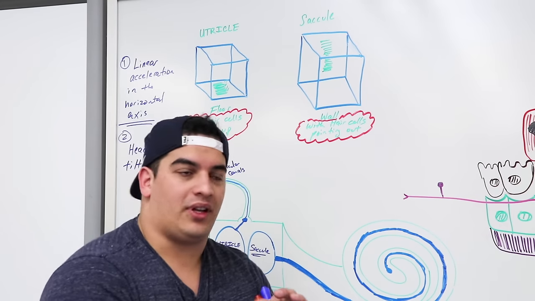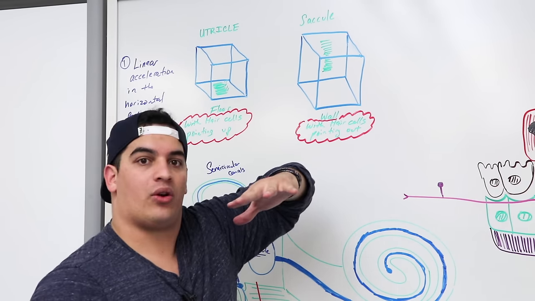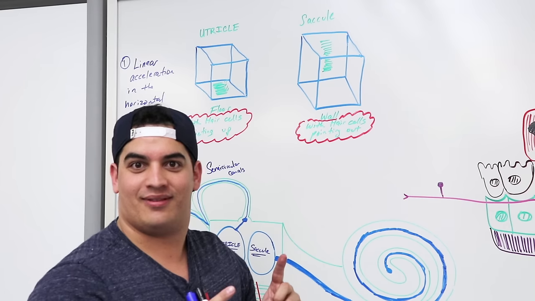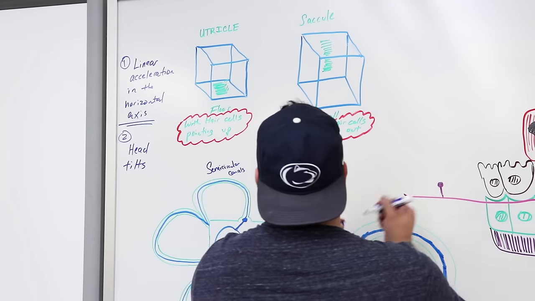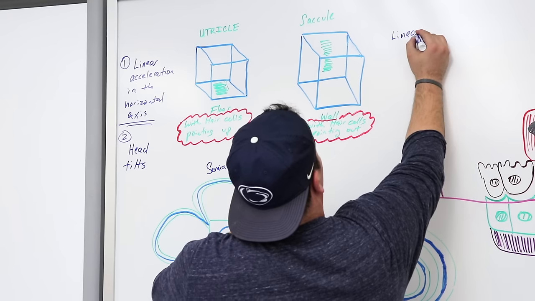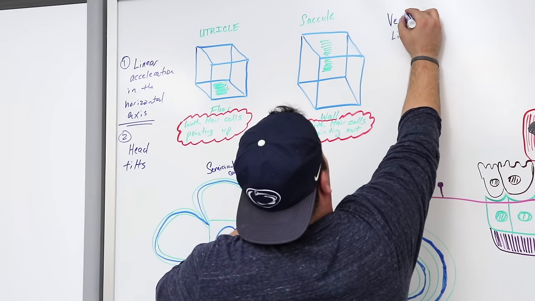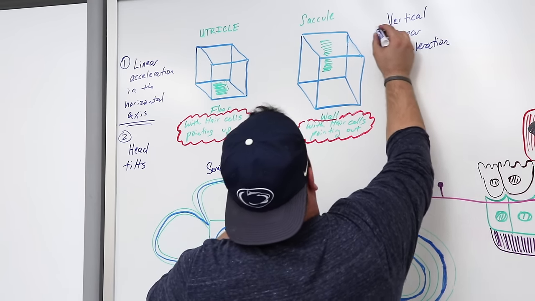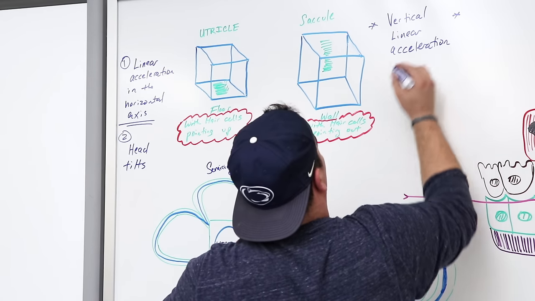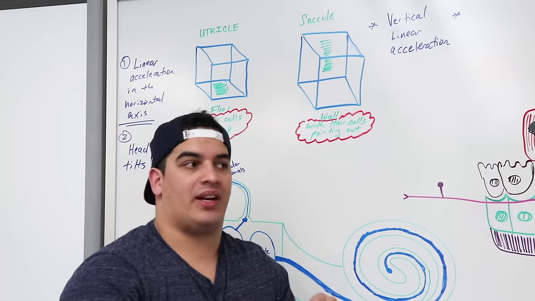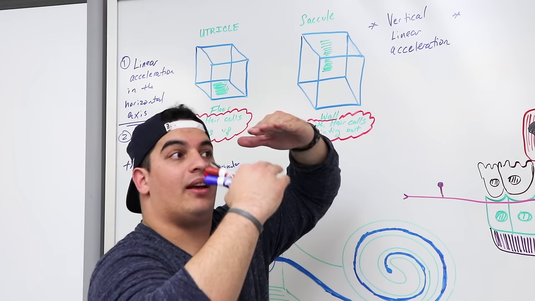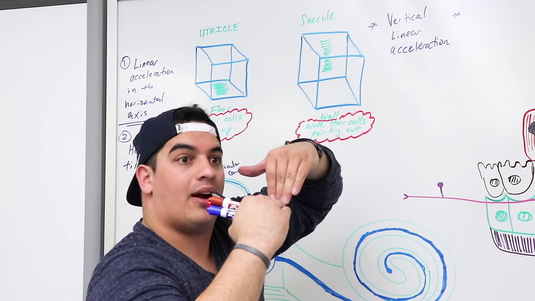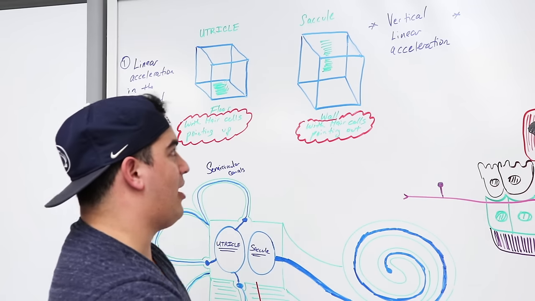Saccule, specifically, think about where the hairs are. They're pointing out. So what if I linearly accelerate, but in the vertical direction, the vertical axis? This one responds to linear acceleration too, but specifically vertical linear acceleration. And this stuff is just so stinking cool. The whole basis of it is that when you're accelerating upwards, it moves the hair cells down, or whenever you're decelerating, it moves the hairs up. We'll explain this whole mechanism, I promise, it's really cool.